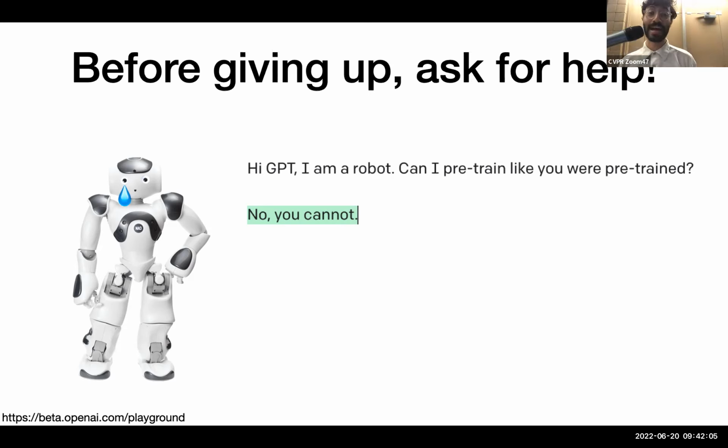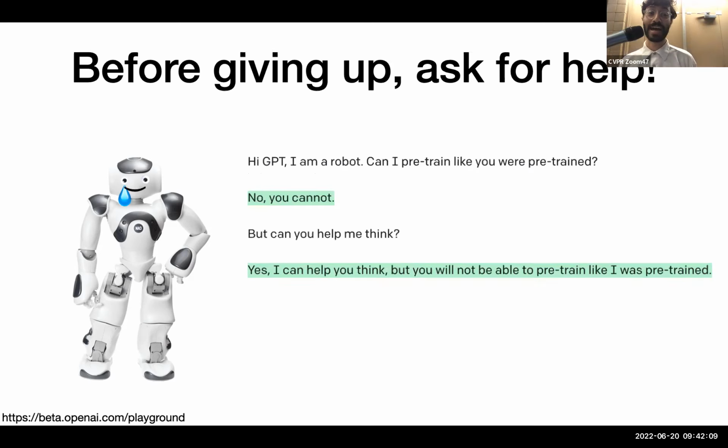No, before we give up, maybe we can just ask for some help. So we say, okay, no, you cannot, but can you help me? And GPT says, yes, I can help you, but still you can't pre-train like I was pre-trained. So it's pretty adamant.